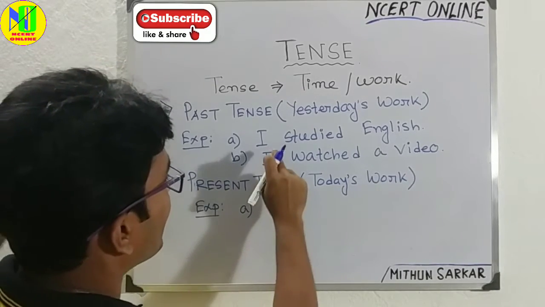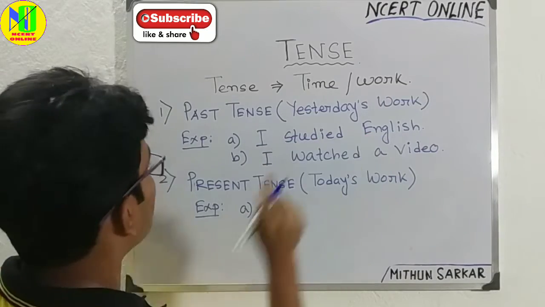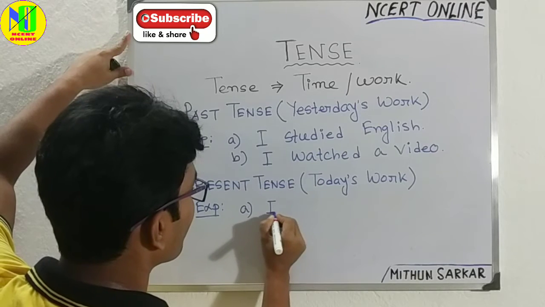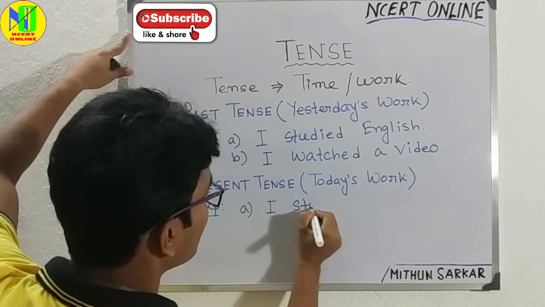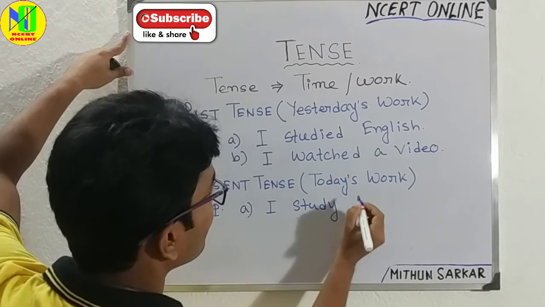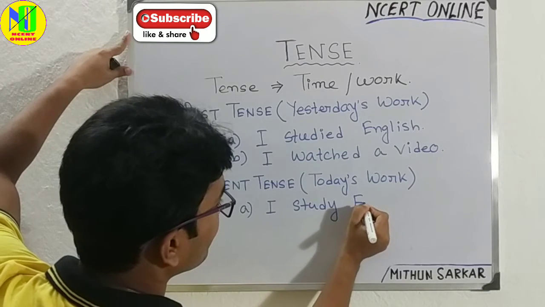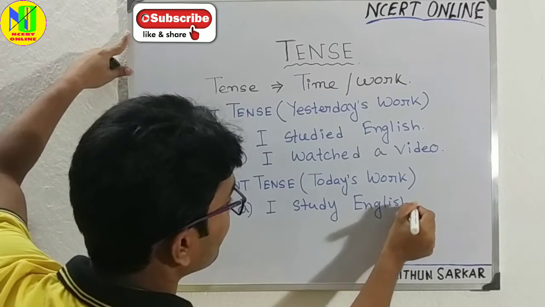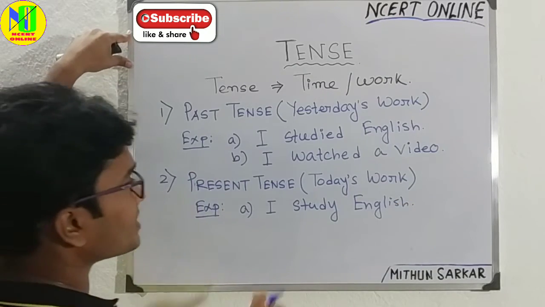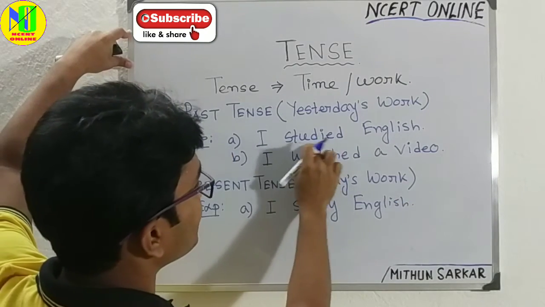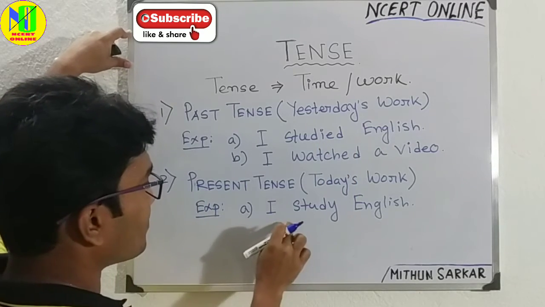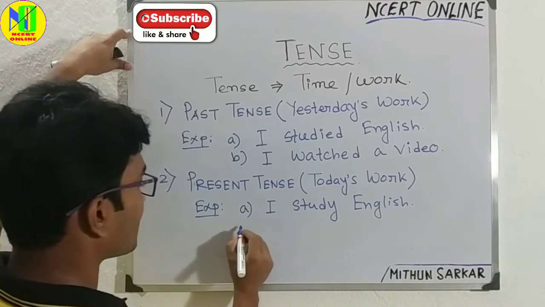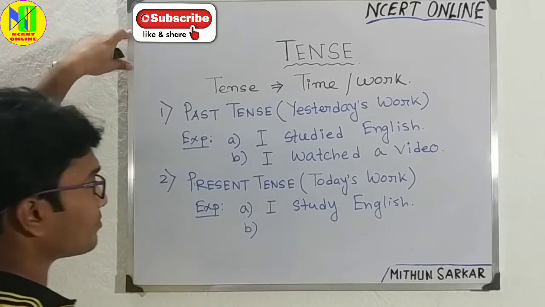Number one, I write here: I studied English. It is past. But I write the same sentence here: I study English. Students, follow this. When I write past, it is studied, but when I write present, that means today's work, it is study.